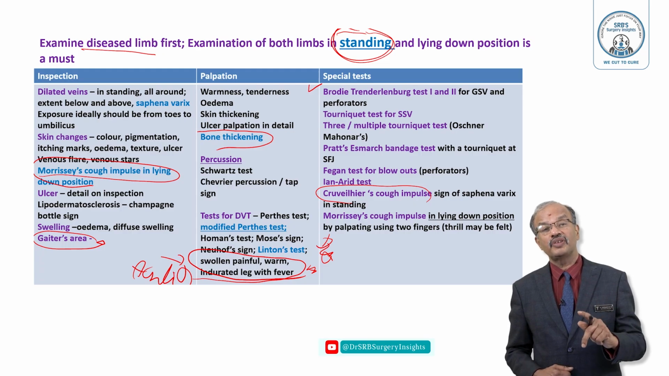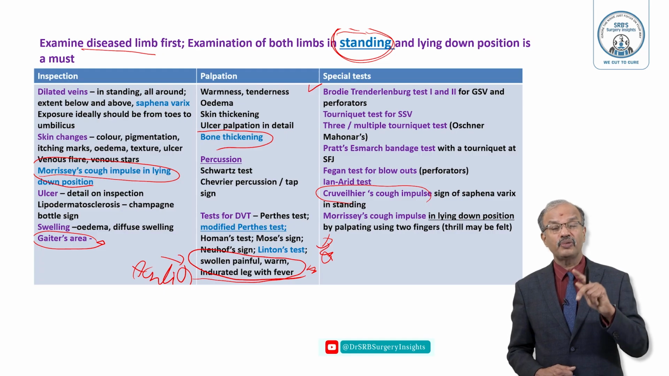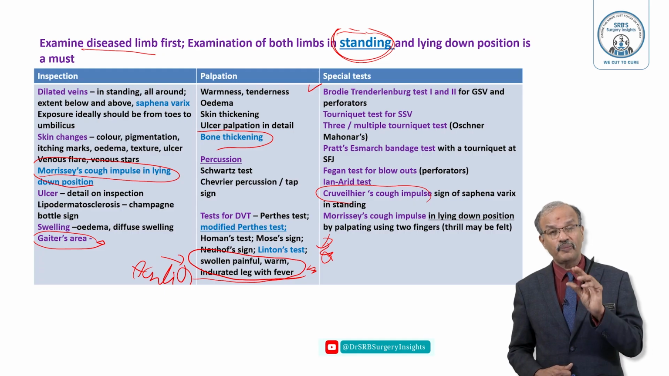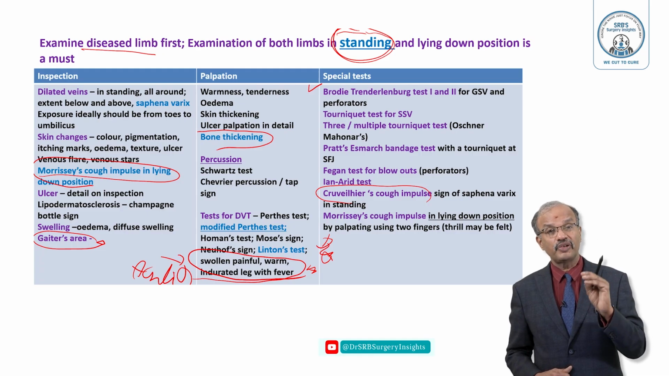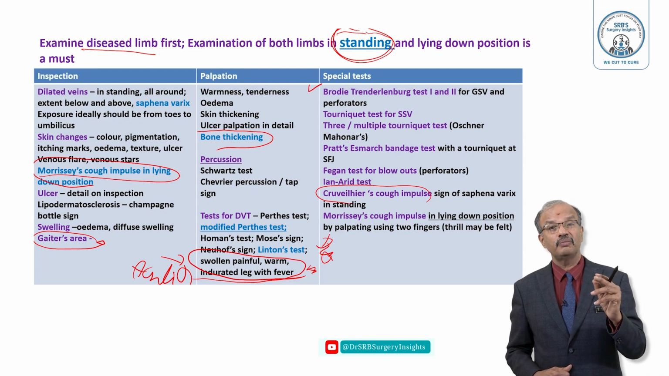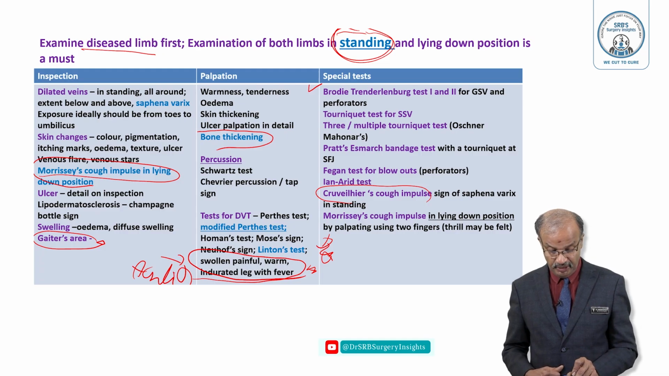If there is perforator incompetence, then the 3 or more tourniquet tests you have to do. Empty the vein, apply tourniquet below SFJ, above knee, below knee and around the ankle. Then ask the patient to stand, observe in between, then release the tourniquet from below upward, not from above downward. Then look for which perforator is incompetent. It's important to find out whether perforator incompetence is present or not, along with the major vein like GSV and SSV incompetence. Standing is important.